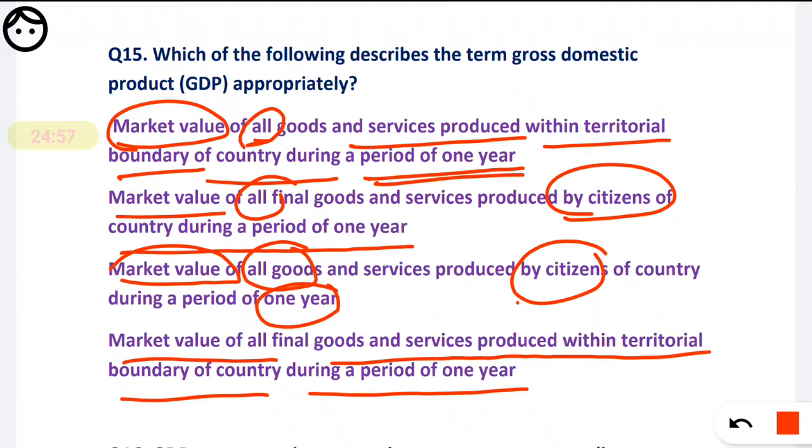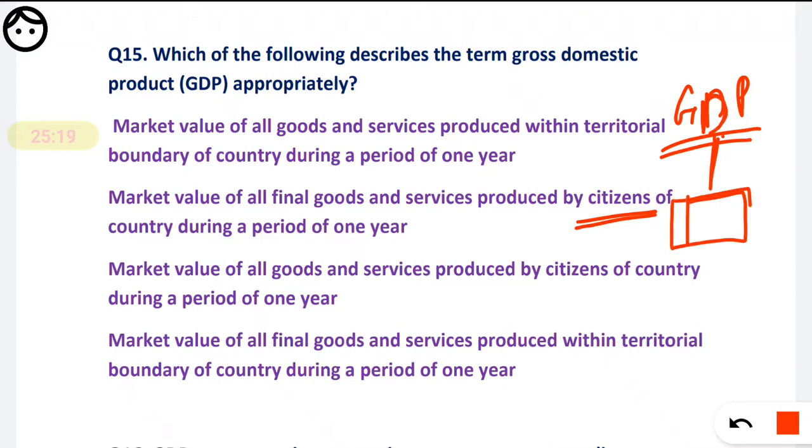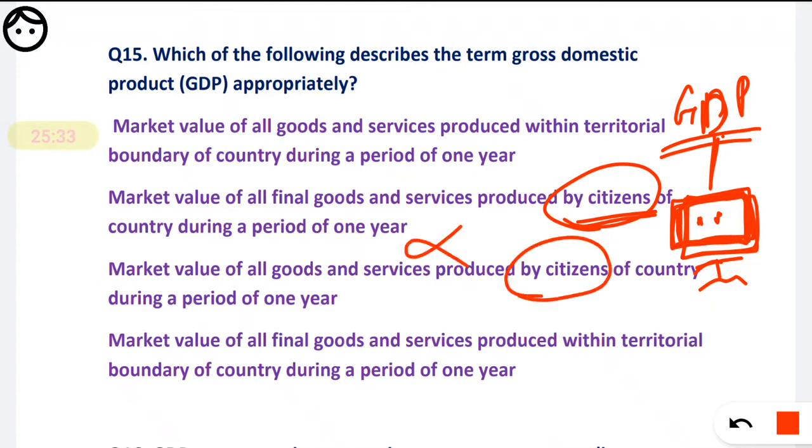So friends, see here, the second option is wrong. Why? Because they are saying GDP by citizens of a country. GDP does not consider citizenship, because the name itself, gross domestic product, domestic means we are assuming the boundary. Anything which is produced within that boundary, we are not taking care of who is the producer, whether Indian or foreigner. In India, anybody can produce, that will be counted in the GDP. So by citizen of India is not correct, and by citizen of India is also not correct.